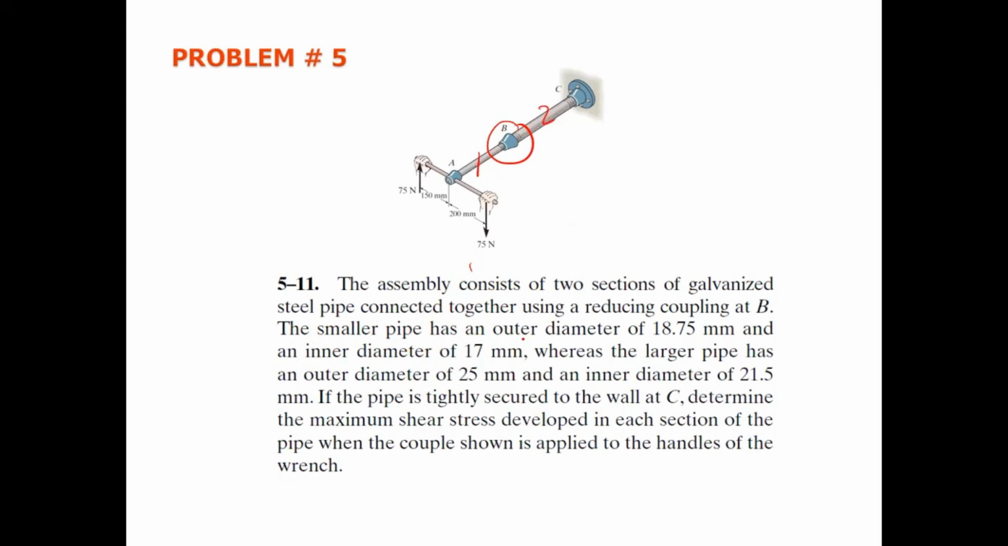The smaller pipe has an outer diameter of 18.75 and an inner diameter of 17 mm. So pipe A consists of outer diameter 18.75, inner 17. Whereas the larger pipe has an outer diameter of 25 and inner diameter of 21.5. This one has inner and outer diameter as well. If the pipe is tightly secured to the wall at C, determine the maximum shear stress developed in each section of the pipe when the coupling shown is applied by the handles of the wrench. This is the coupling shown.